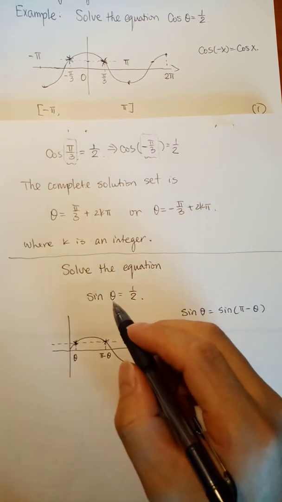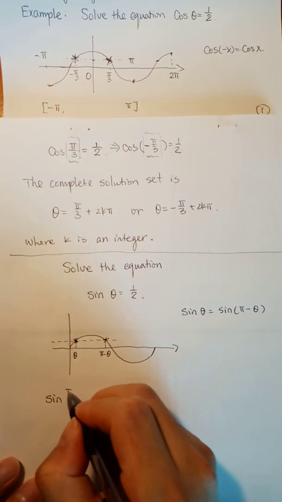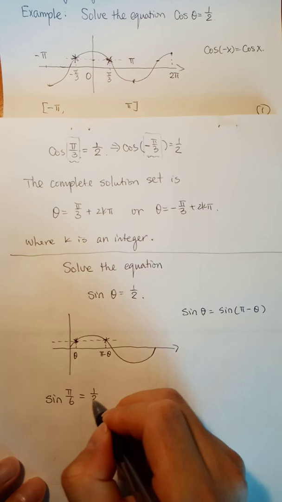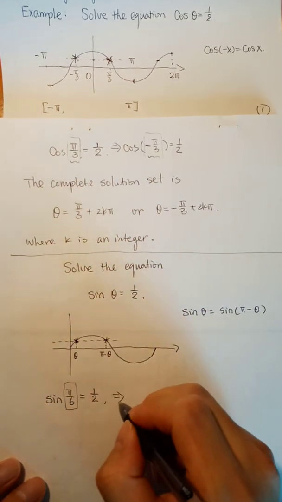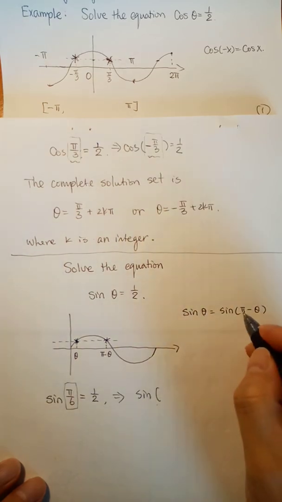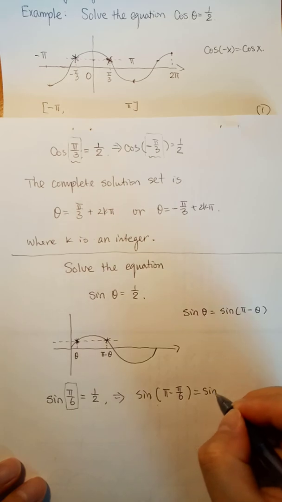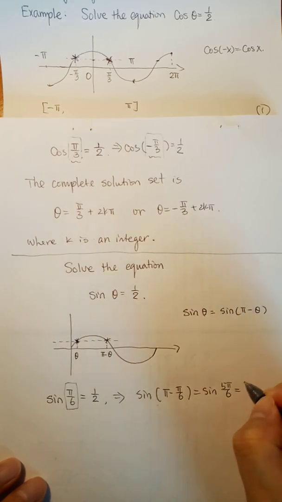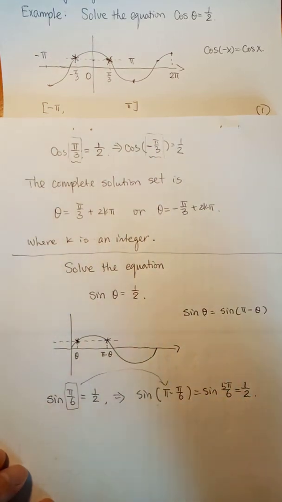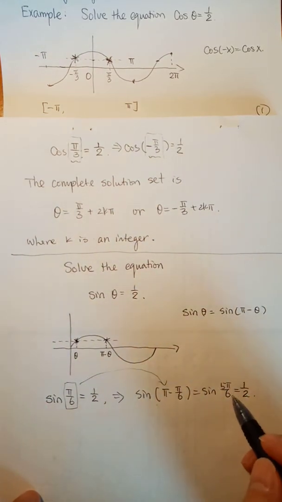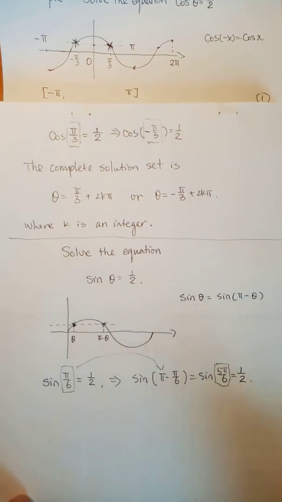Okay, so for sine theta equal to 1/2, we know sine pi over 6 is 1/2. So you find one angle, and then you directly get sine of pi minus pi over 6, which is sine 5 pi over 6 is 1/2. So from here, you get the 5 pi over 6. This is the second angle you need.